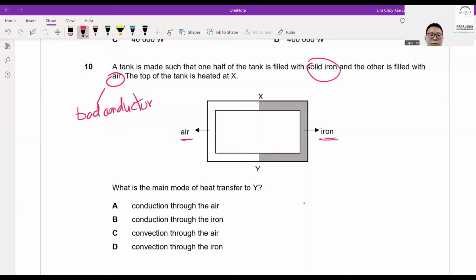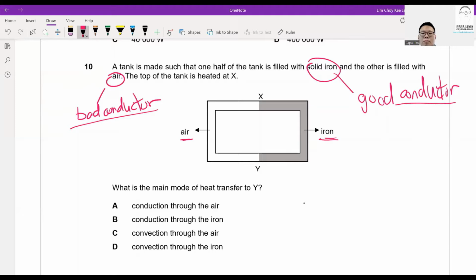Okay, air is always a bad conductor. Iron is definitely a good conductor. Now, straight away, if I'm looking at this question, whereby it talks about air and iron, I'm actually looking at it as a medium. So I'm comparing the mode for this particular medium, iron versus air. The common mode that they have is what we call conduction.